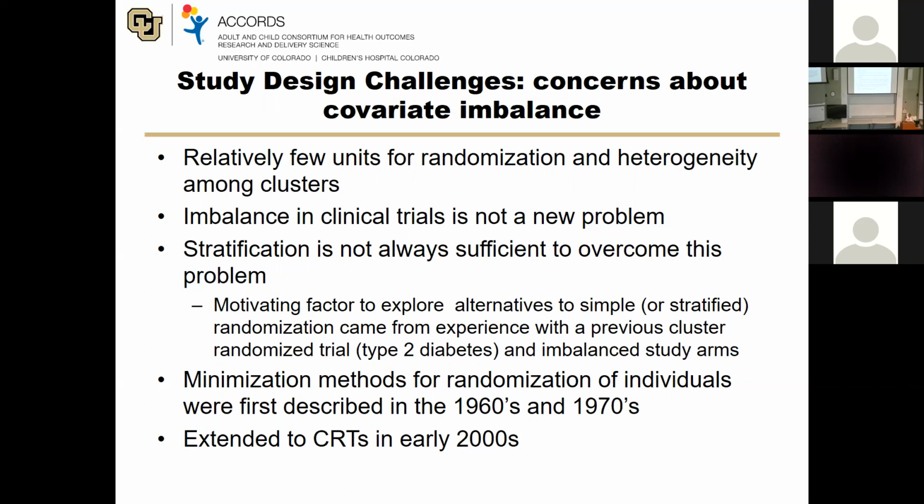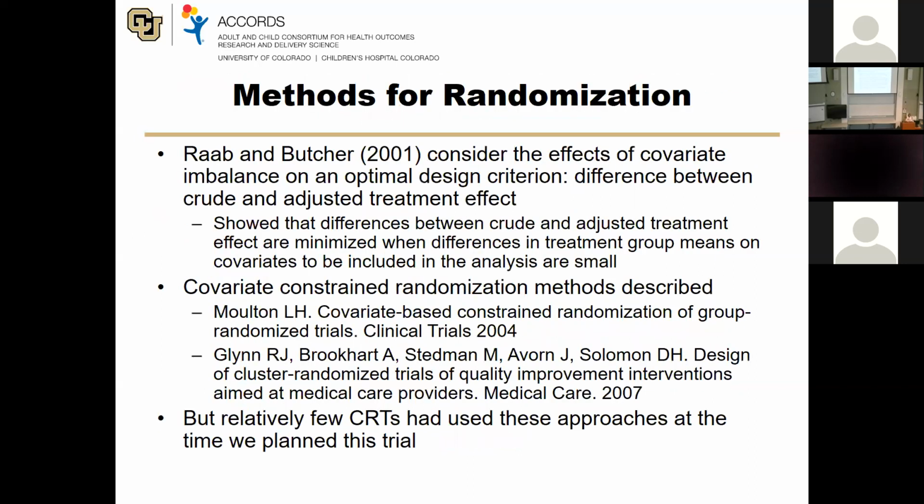Some minimization methods had been proposed for individual level randomization, and these were extended to cluster randomized trials in the early 2000s. I'm just going to briefly go through this. There's a method called Covariate Constrained Randomization that was described in the early 2000s. At that point, however, relatively few cluster randomized trials had actually used these approaches, but we decided it would be worthwhile to explore it and see if we could make it work.